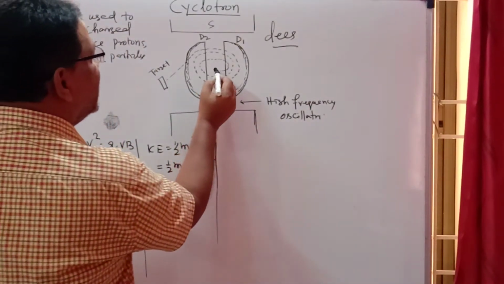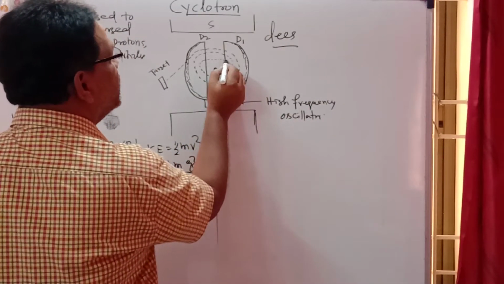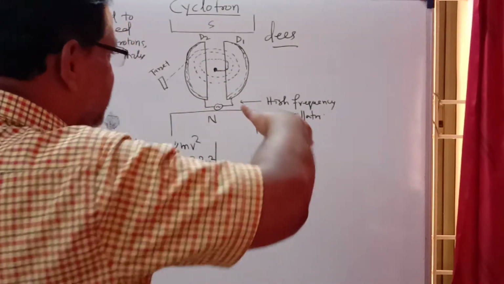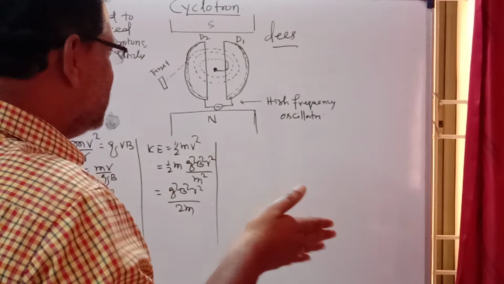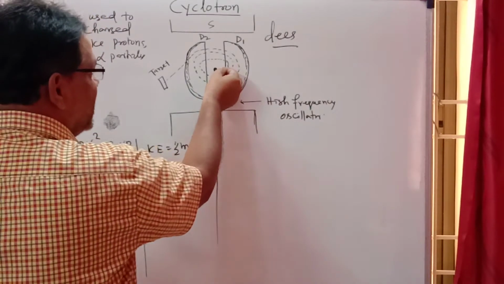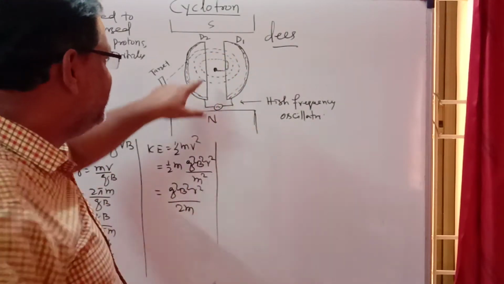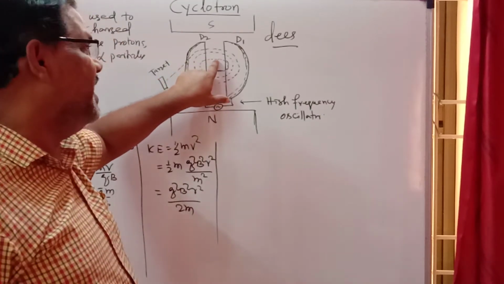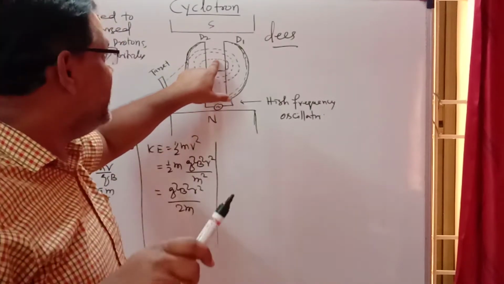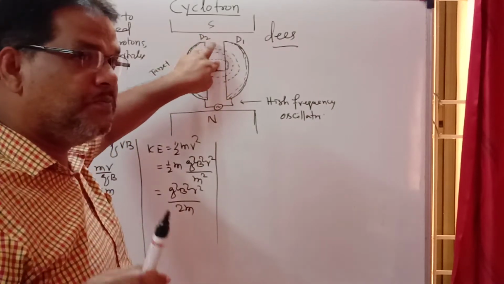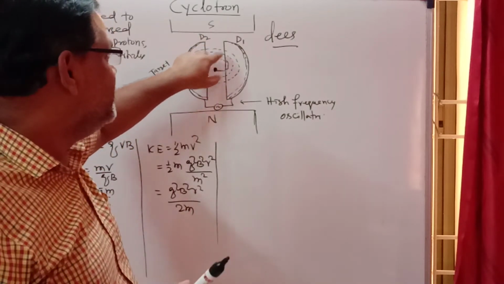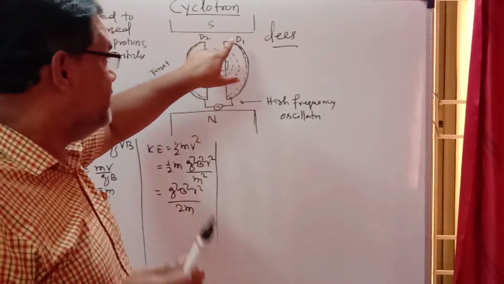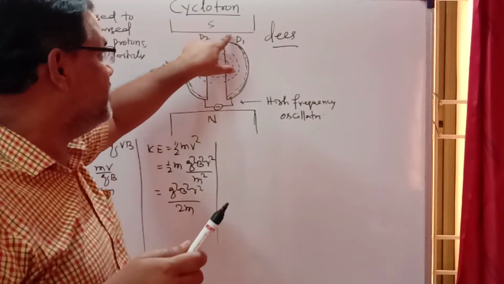Immediately it gets a rotation, moves in a circular path, and completes one semicircle. Then again it comes to the gap. When the charged particle comes to the gap, within that period the polarity of D1 and D2 must be changed, so that D1 becomes positive and D2 negative. Previously D2 was positive and D1 was negative.